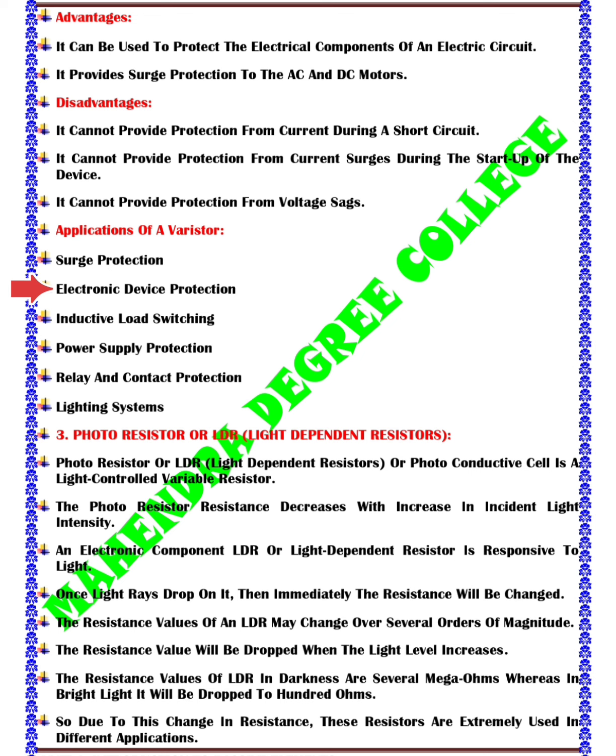Second one, electronic device protection. It means, in devices like TVs, computers, and mobile chargers, varistors shield internal circuits from sudden voltage surges caused by lightning, power grid fluctuations, or switching operations, ensuring device longevity.